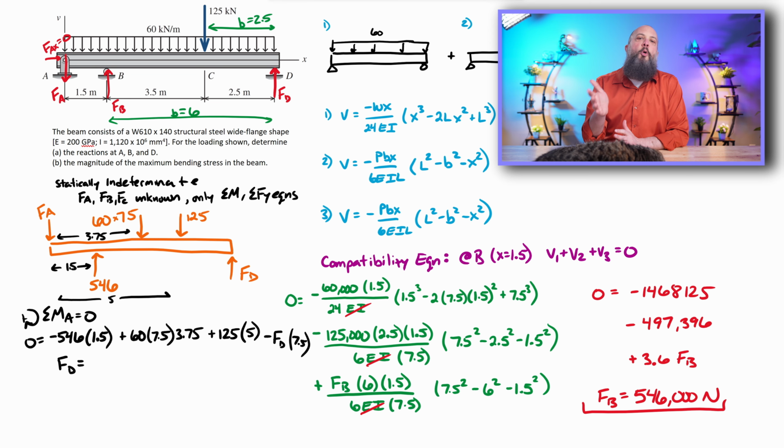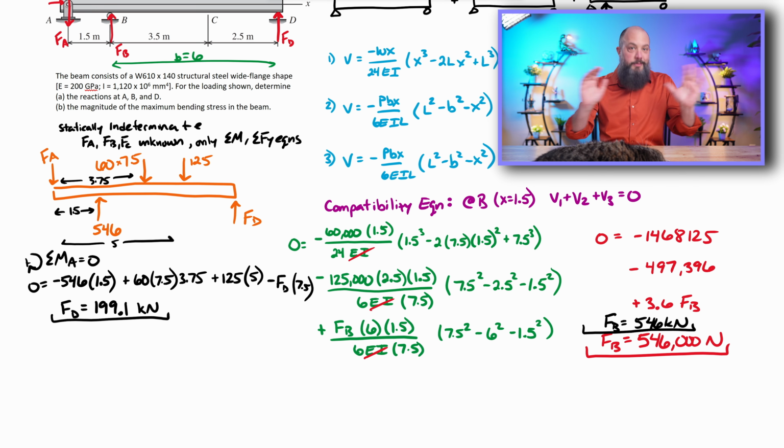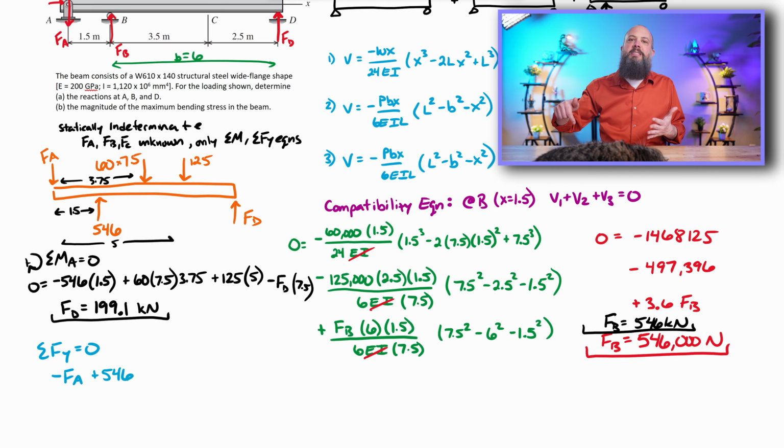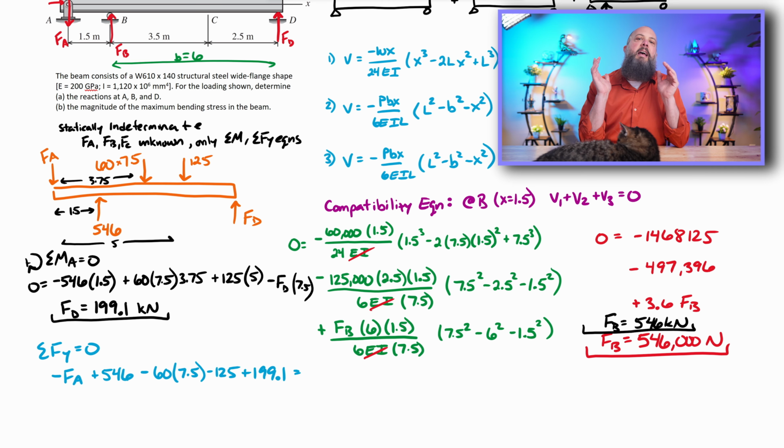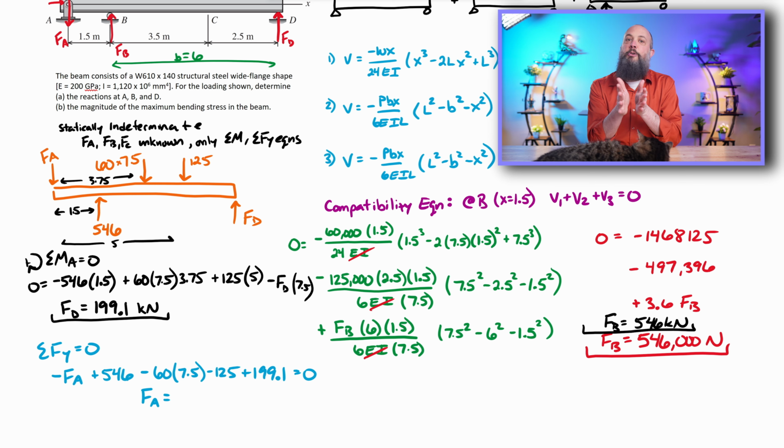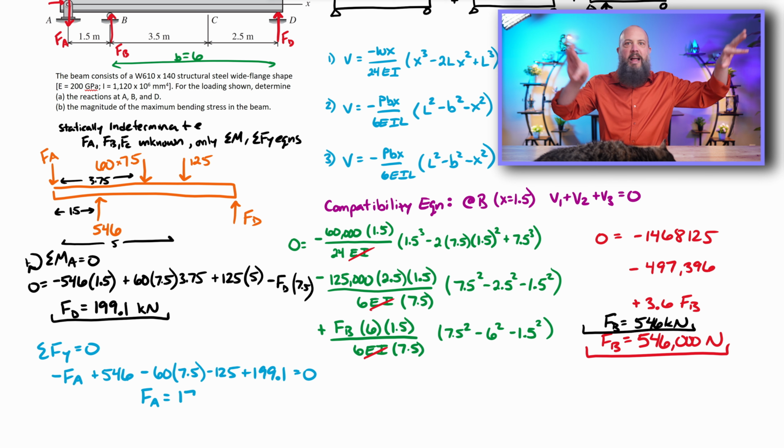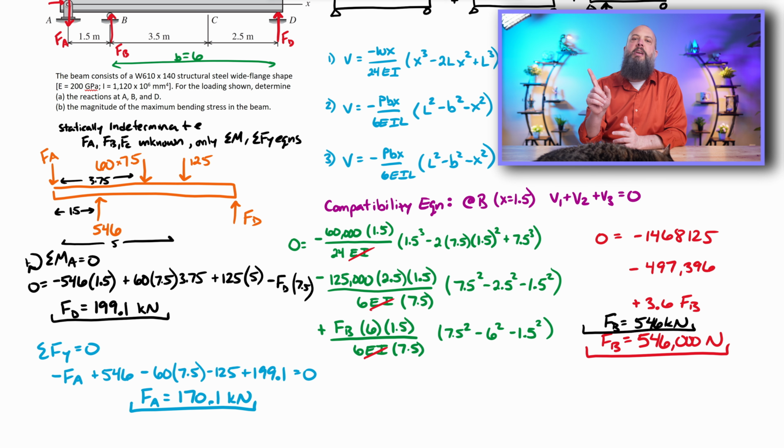FD is 199.1 kilonewtons, or 199,100 newtons, but I'm in kilonewtons on this drawing. So sum of forces in the y direction equals 0: negative FA, since I assumed it's downwards, the 546 up, and then the other forces down, the 199 up. FA is 170.1 kilonewtons, and it says positive, which means my guess was correct, that FA is actually pointing downwards to hold that end down, from everything else pushing down and B pushing up.